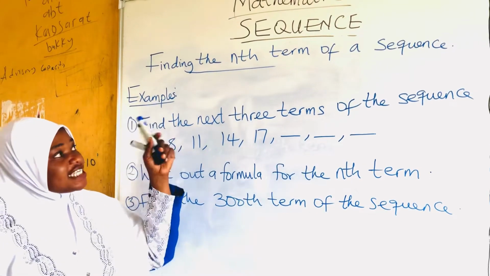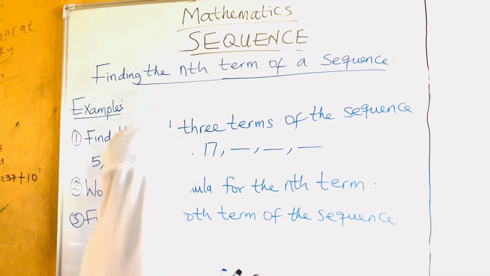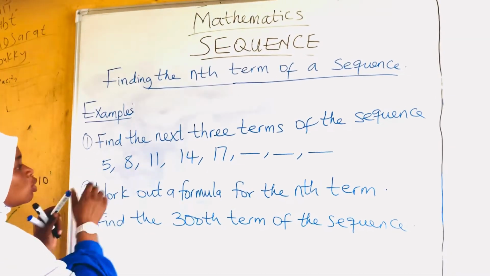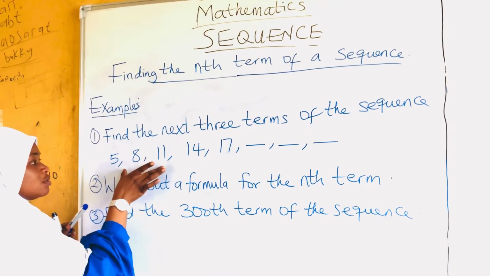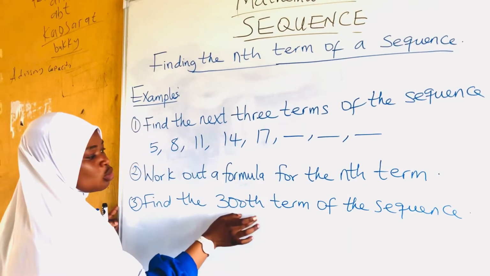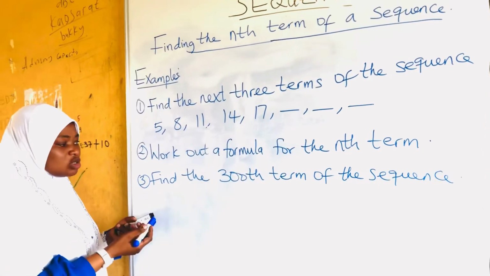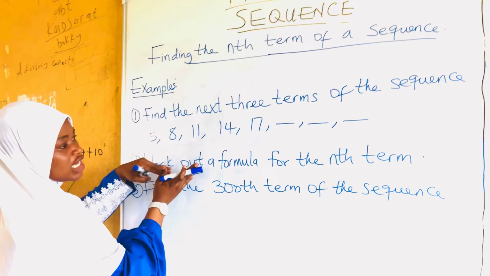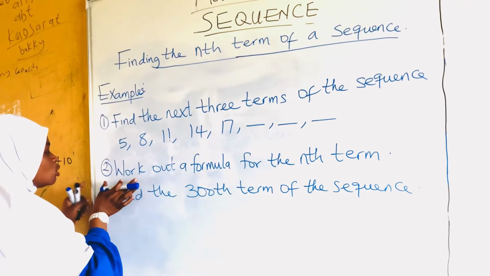So, finding the nth term of a sequence. To find the nth term of the sequence, that is like you are given this list of numbers. So what's the next term, what's the next term? What if they give you this one, like this example 3, they say find the 300th term of the sequence. Are we going to list? It will be tedious. So for us to quickly do it, there is a formula that we can find. So we can work out a formula for the nth term. We do that one in example 2.